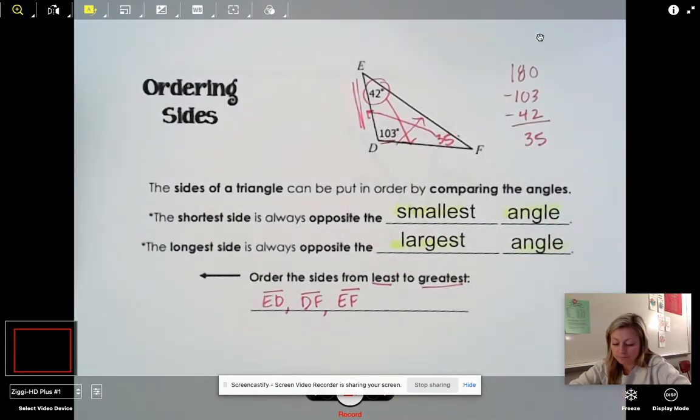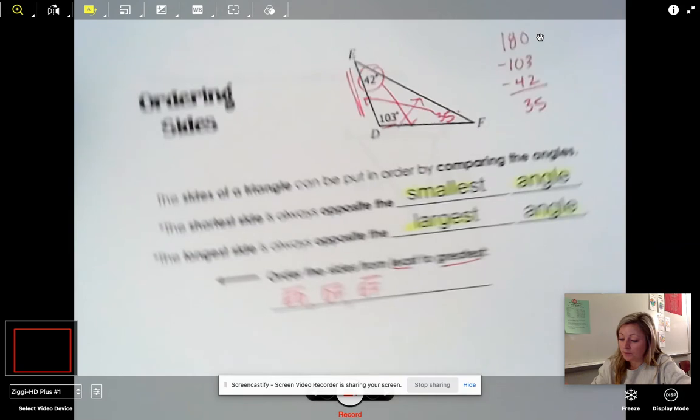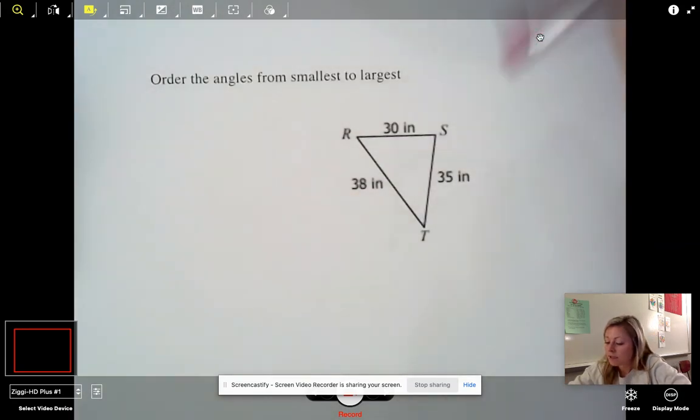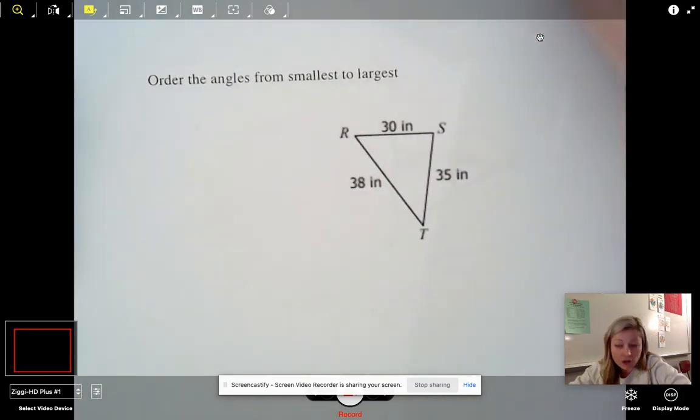Okay, we have two examples on the bottom of your sheet. I think you should take the next few moments and label them from smallest to largest for your angles and your sides from shortest to longest, and then we can go over them together. Did you pause the video? Okay, I'm assuming you did, even though I doubt you did, but I hope you did.